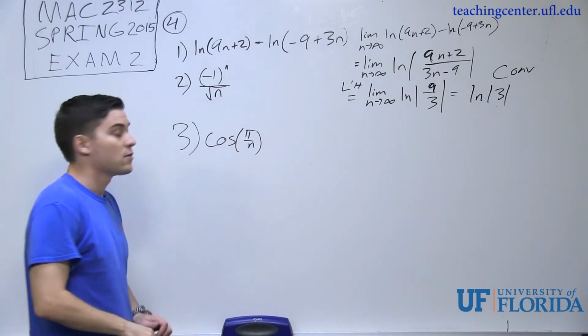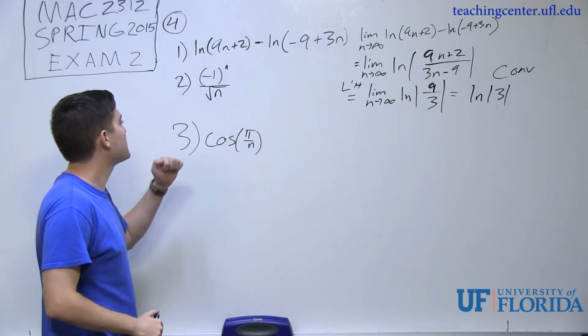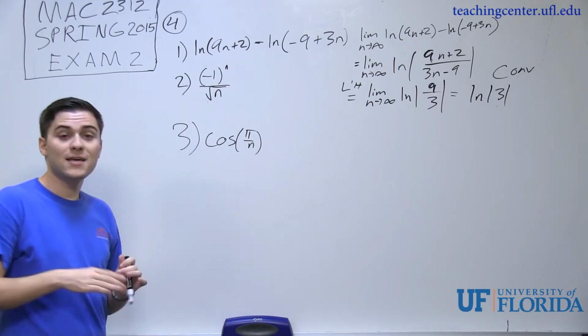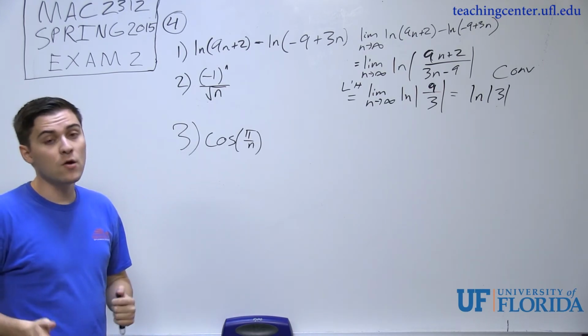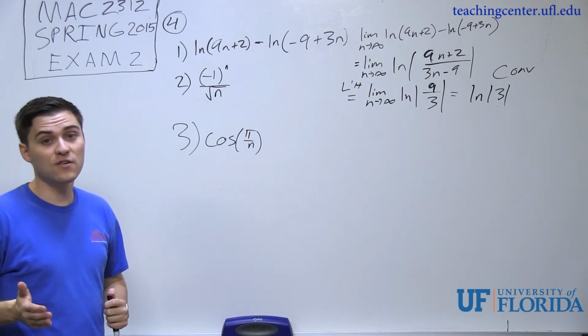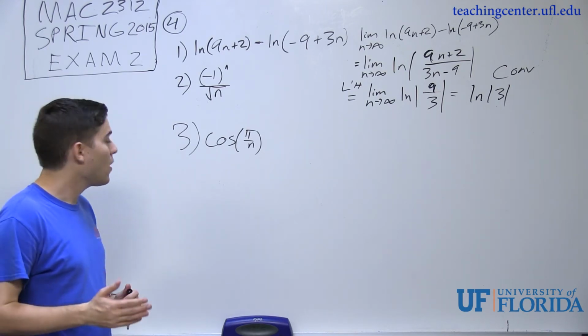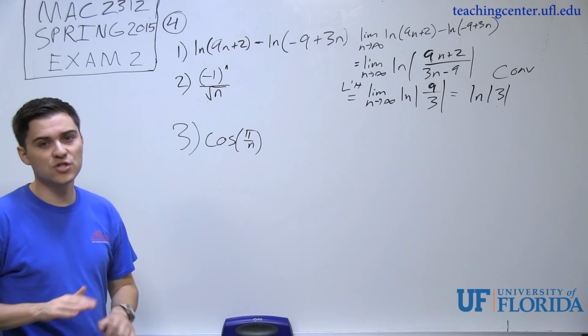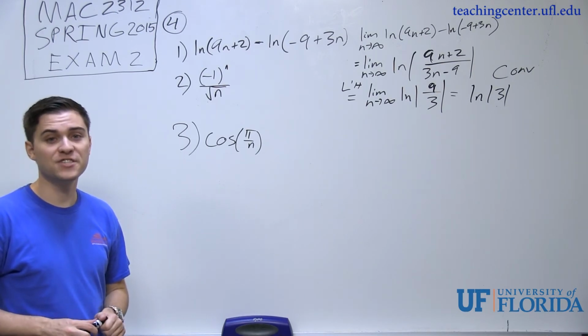Natural log of 3 is a finite number, which means that this first sequence is convergent. The next sequence is negative 1 to the n over square root of n. Again, this would be a conditionally convergent series, but in this case we're looking at sequences, so we're just interested in taking the limit as n approaches infinity.